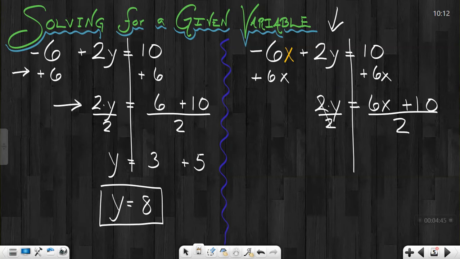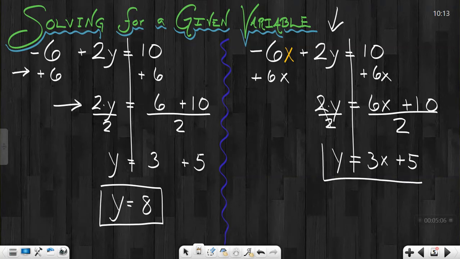And here's our difference in solving for a given variable. I don't divide one number on the right-hand side by 2. I'm dividing both terms by 2. So I need to do 6x divided by 2. And 6 divided by 2 is 3, so 6x divided by 2 is 3x. And then 10 divided by 2 is 5.